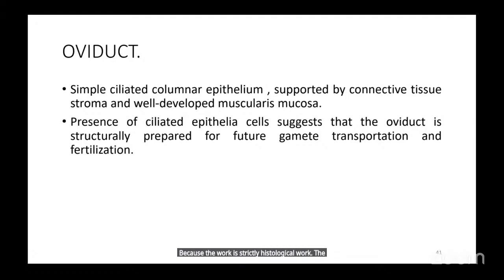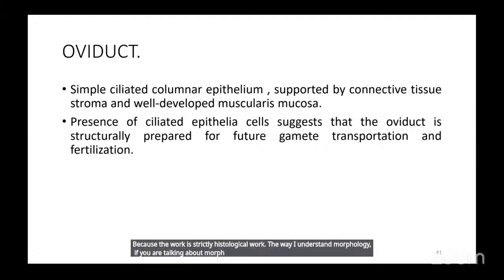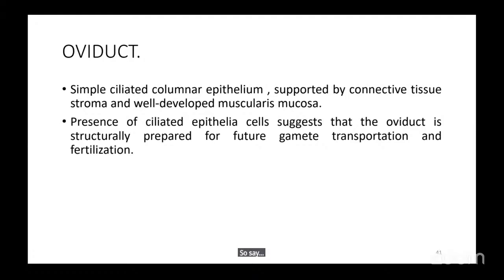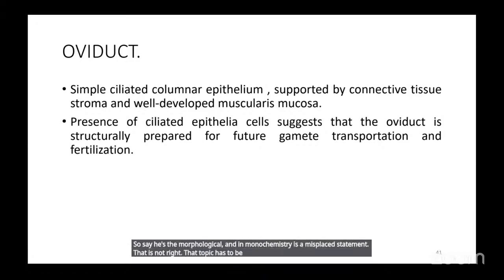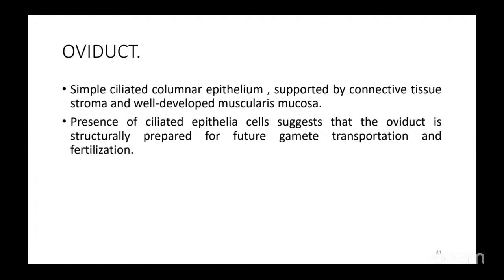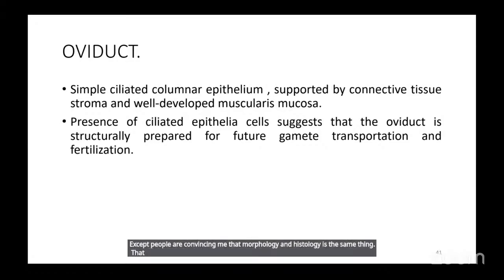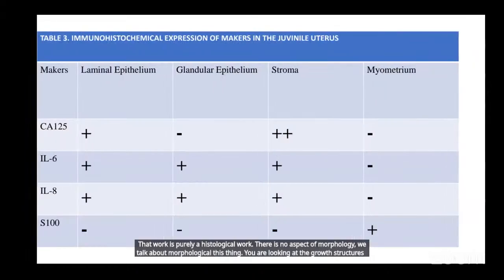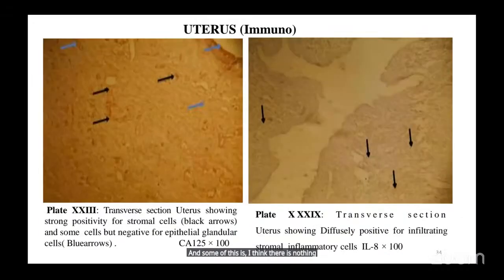The way I understand morphology, if you are talking about morphological things, you are talking about the growth structure of those things. So histomorphological and immunochemistry is a misplaced statement. That is not right. That topic has to be reframed. Except people are convincing me that morphology and histology are the same thing. That work is purely histological work. There is no aspect of morphology. You are looking at growth structures, and I think there is nothing gross in what he has done.